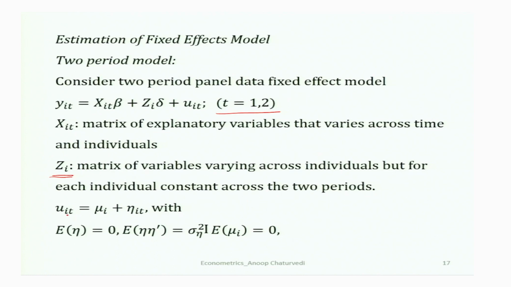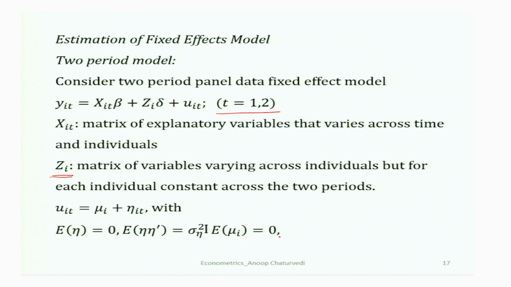Then we write u_it equal to mu i plus eta_it. Further, this mu i is individual specific, meaning it does not depend upon t. Expectation of eta is equal to 0 and expectation of eta eta transpose is equal to sigma square eta I_nt. Here t is equal to 2.